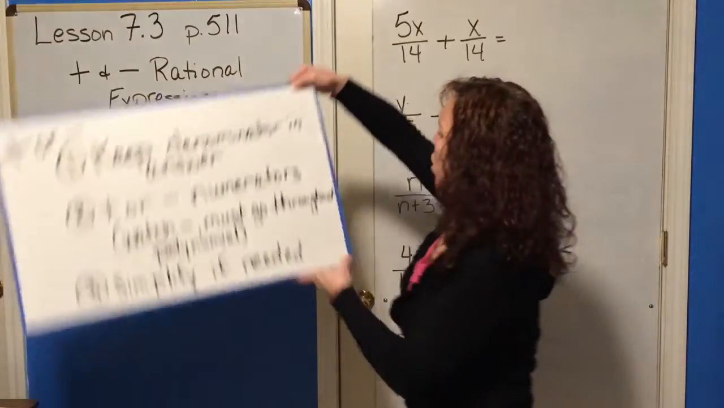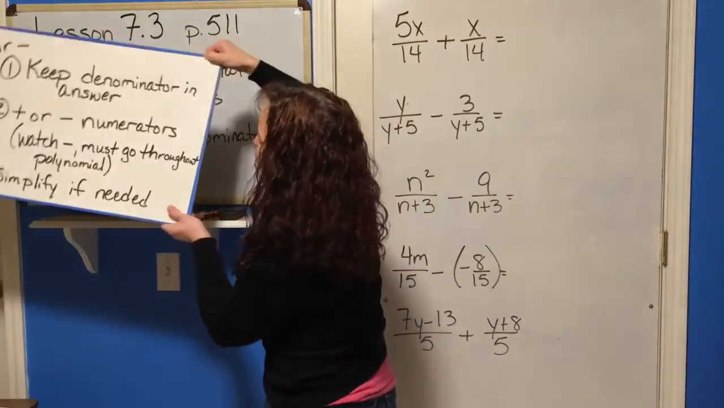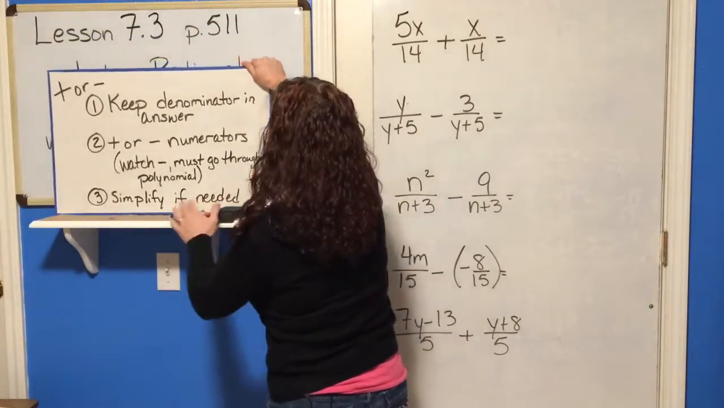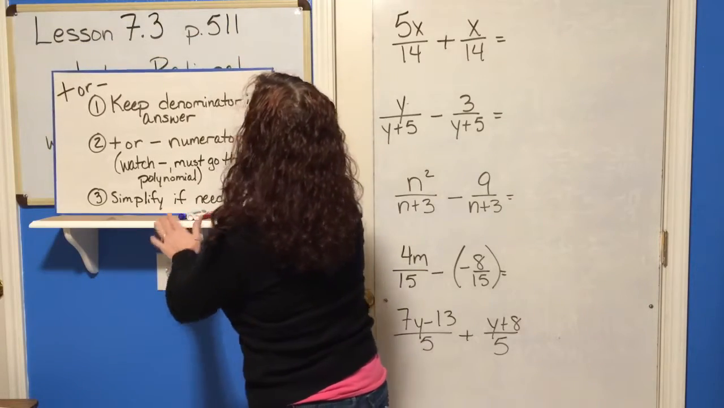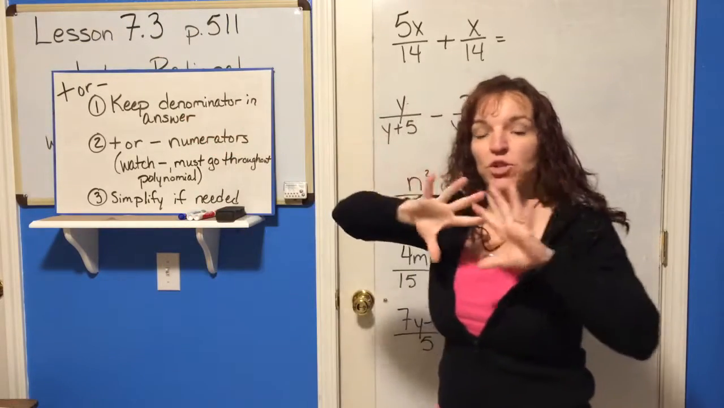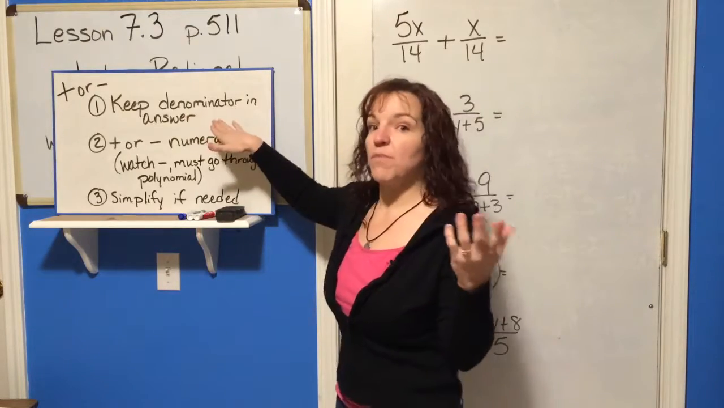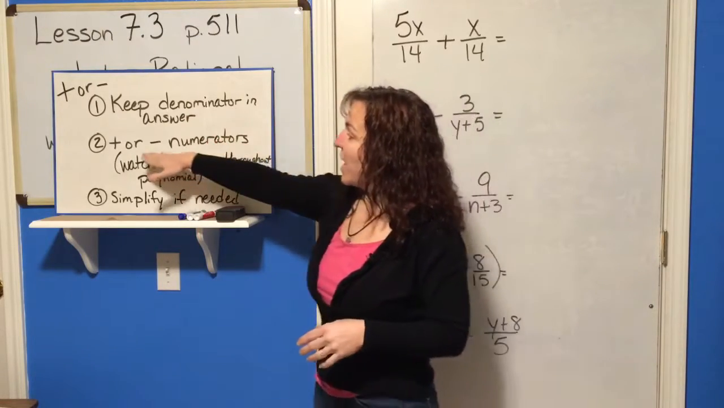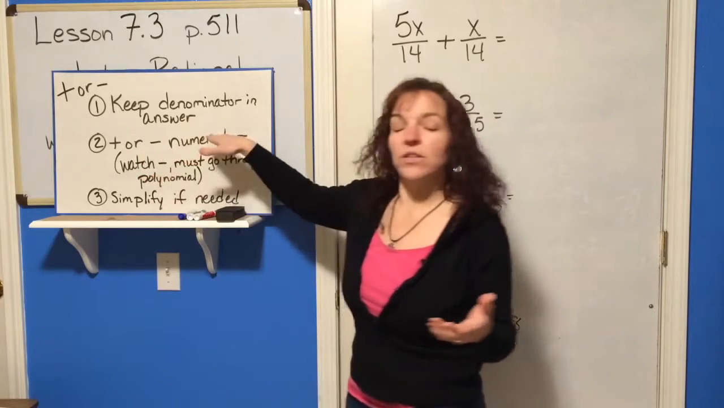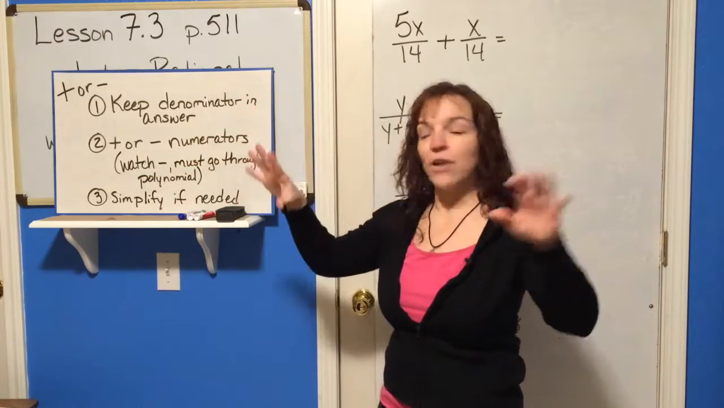If you'll remember, when you're adding fractions, you're going to keep your denominator in the answer. So whatever your denominator is, if it's the same in both fractions, then you can simply keep that denominator. And then you're just going to add or subtract the numerators, just straight across.